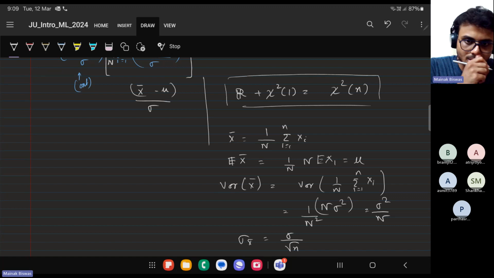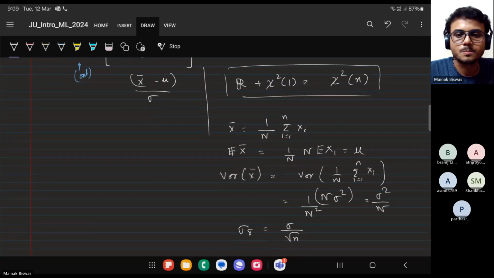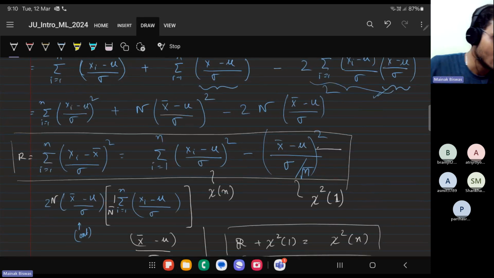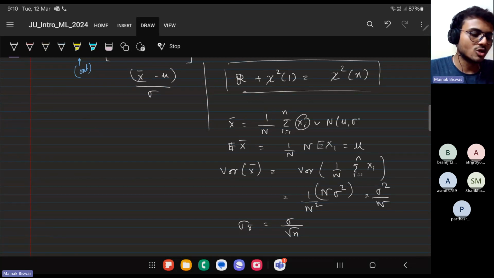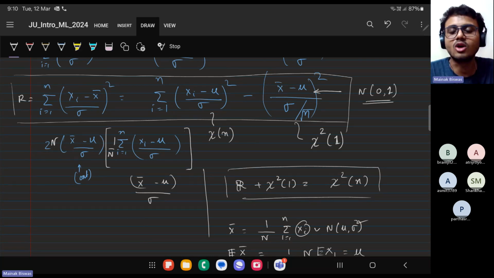The standard deviation is agreed. Okay, so I've written it as the normal distribution only. So this is now our single normal distribution. Since these all are normals, the xi's are all normals with mean mu and variance sigma squared. So this is nothing but normal 0, 1. This is the normal distribution of the mean, right?